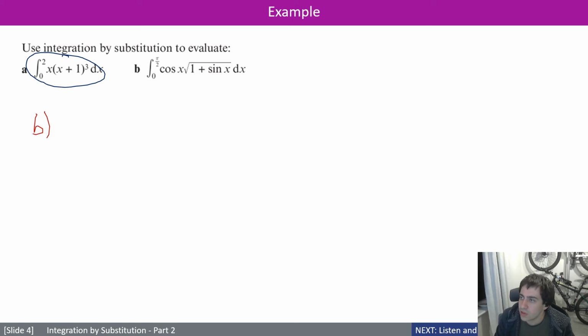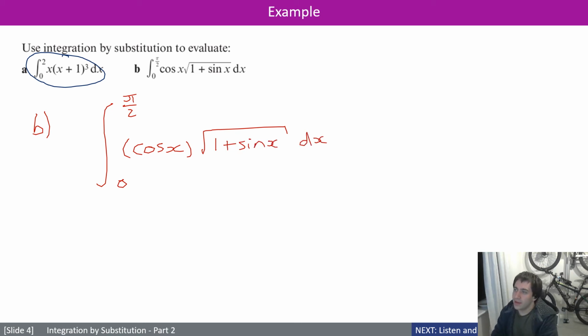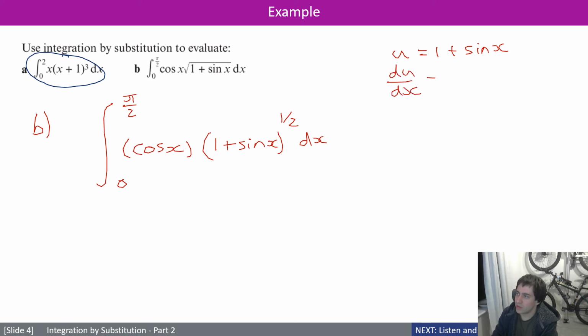So now we've got the integral from 0 to pi over 2 of cos x times root of 1 plus sine x. In this case, that root, or the power half, is the awkward bit. So let's use a substitution on that. Let's say u equals 1 plus sine x. And let's differentiate the substitution so we can figure out the change of variables.